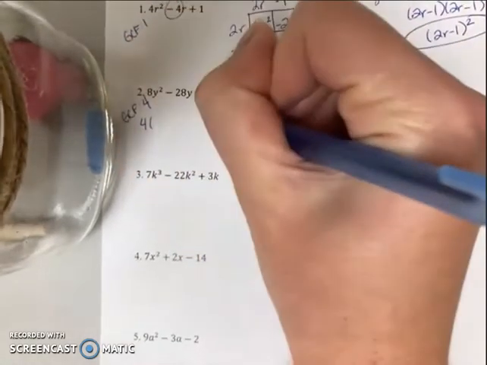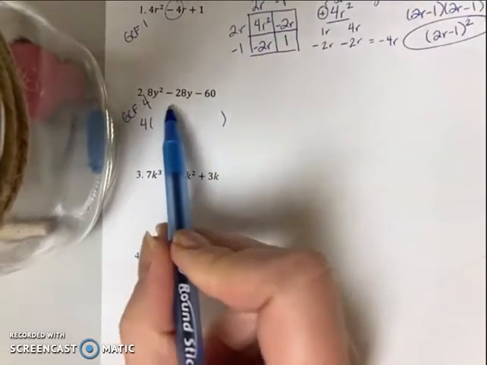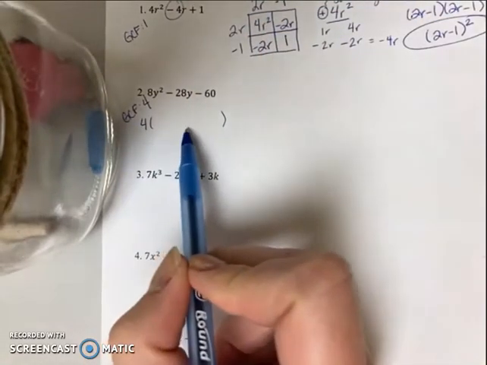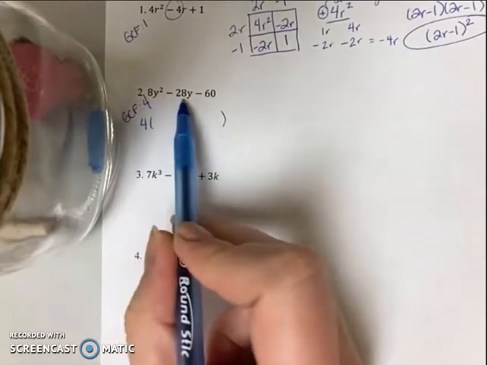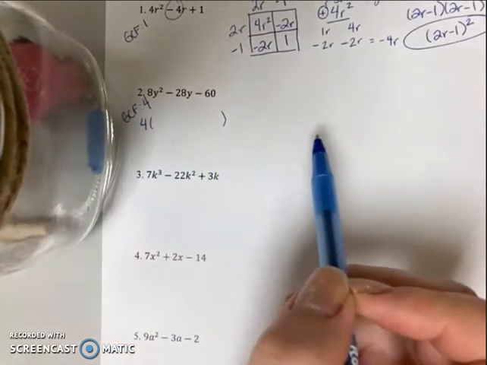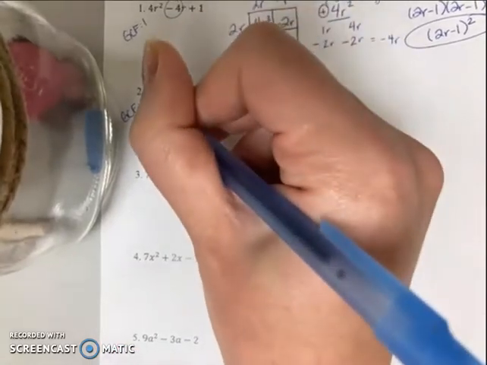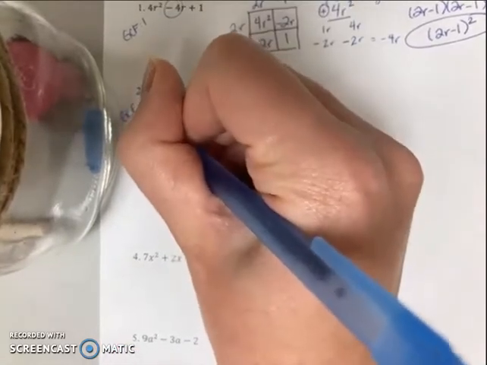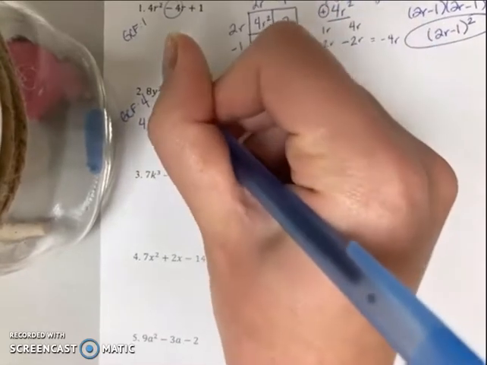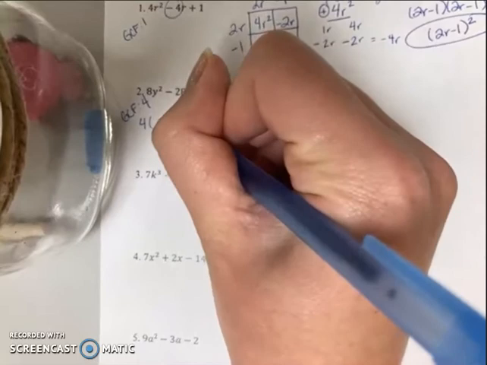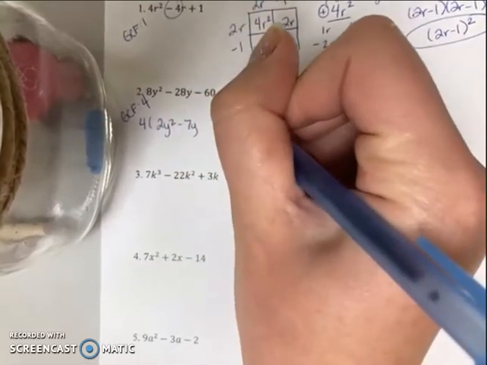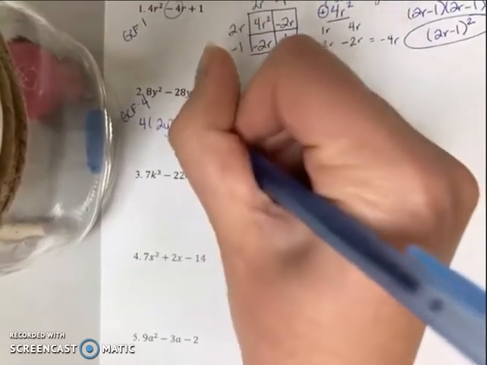Remember, when we factor using a GCF, we put the GCF on the outside, and in parentheses we write what remains. And we do that by dividing each term by 4. So 8y squared divided by 4 is 2y squared. And then negative 28y divided by 4 is a negative 7y. Negative 60 divided by 4, that's a negative 15.